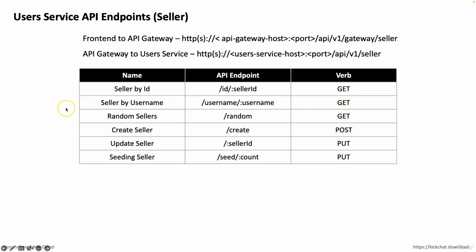And then we can get random sellers. Probably we want to display random sellers. So we are going to get the data using /random. Again, an HTTP get verb.